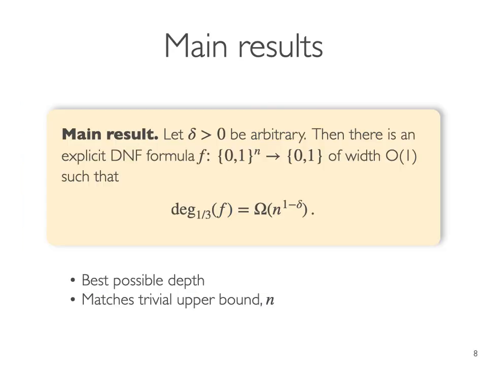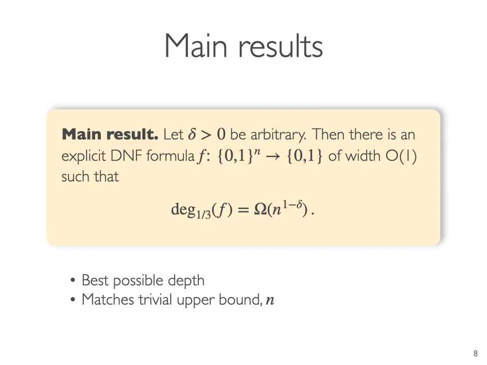In more detail, let delta be arbitrary. We construct an explicit DNF formula, f, in n variables that has constant width and approximate degree n to the 1 minus delta. Recall that the width of a DNF formula is the maximum size of its terms. In particular, our DNF formula is essentially as simple as it can possibly be. It has only polynomially many terms, and the size of each term is bounded by a constant.